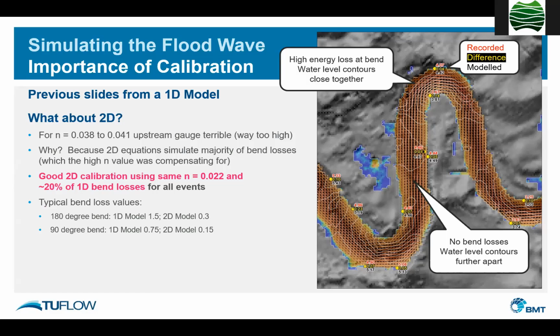So for those interested, typical bend loss values that we use: your 180-degree bends like this one here typically had a bend loss of around 1.5 in the 1D model and about 0.3 in the 2D model. And 90-degree bends were roughly half that. So it all stacked up, and it was well supported by an absolutely staggering amount of calibration data. So very, very interesting exercise.